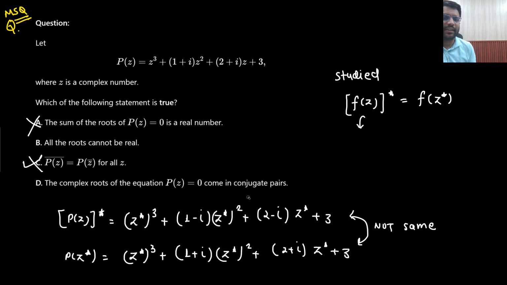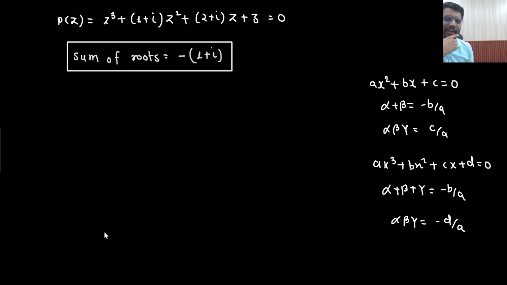I have already studied that if there is a quadratic equation p(z) = 0, which has one of the roots as alpha plus iota beta, then for sure the other root will be alpha minus iota beta. You can take any equation.